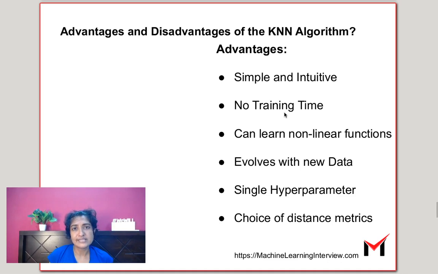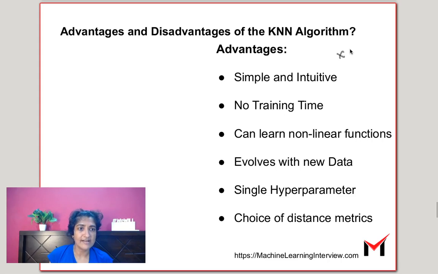What we mean by this is, if we take an algorithm like, let's say, an SVM or a logistic regression, you would actually need to train and come up with a model and then do the prediction. So there's no training in KNN. Everything, all the complexity really lies in the prediction. So there's no training. It can learn non-linear decision functions.